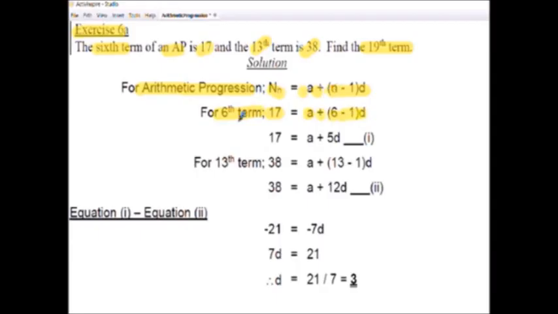Just simplifying that equation, that 17 is equal to a plus 5 times d. We've called that equation 1. Now consider the 13th term. The N13 in this case is 38.